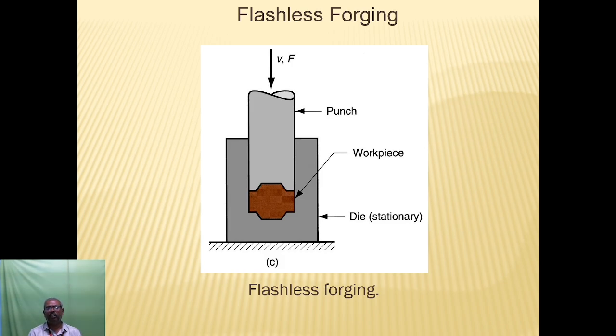Then flashless forging. In flashless forging, the die is stationary. There will be a punch. We will apply the force on the workpiece using this punch only. The workpiece is kept in the die. When you apply the force using the punch, the workpiece will be deformed into the required shape. This is a closed die forging, so no flash will be created, that is, no excess material will be created in this flashless forging.